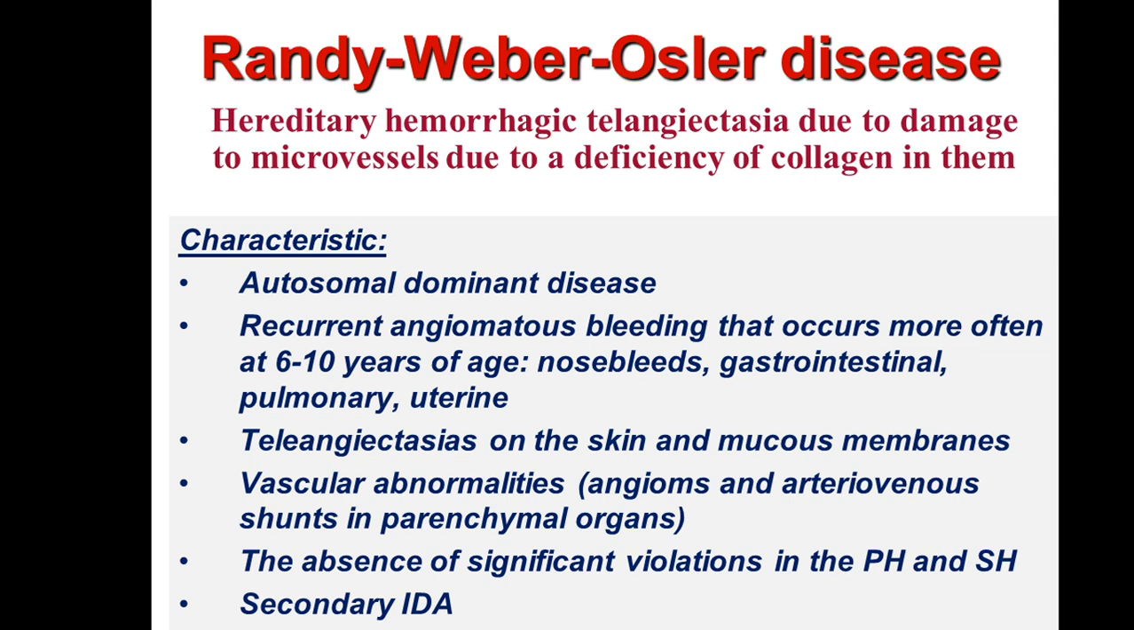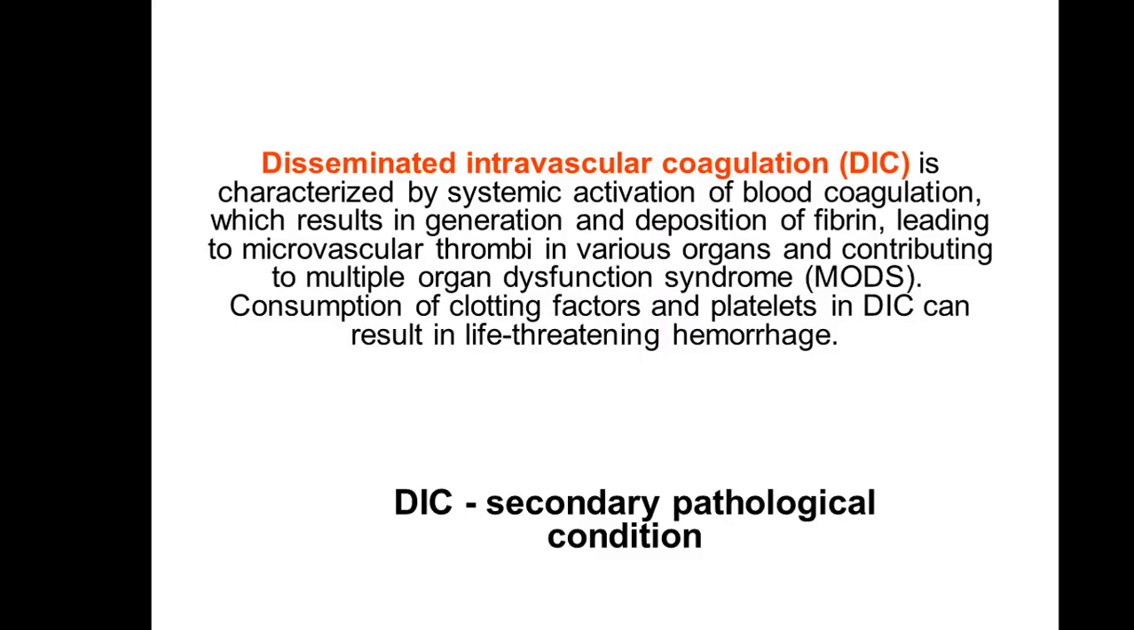Telangiectasias on skin and mucous membranes sometimes may appear, vascular abnormalities, angiomas, and arteriovenous shunts in parenchymal organs sometimes observed, absence of significant violation in the platelets, primary hemostasis and secondary hemostasis. And mostly for these patients characteristic are prolonged bleeding time and chronic bleeding, which results in secondary iron deficiency anemia.